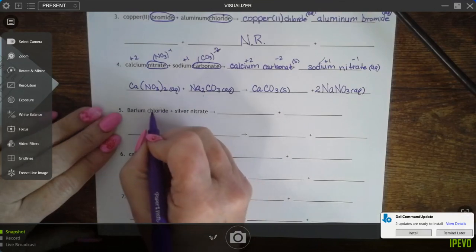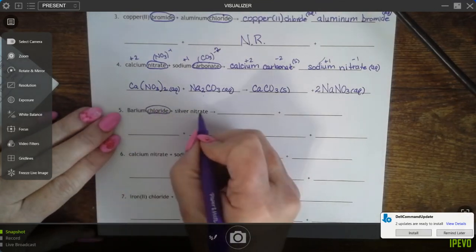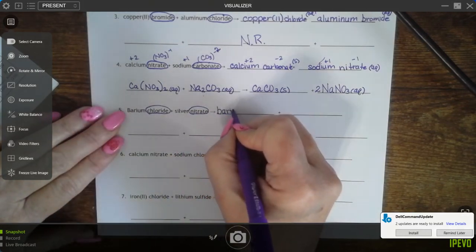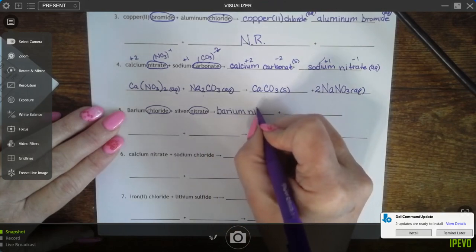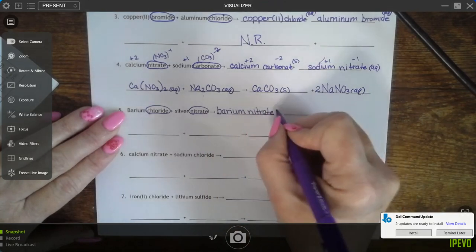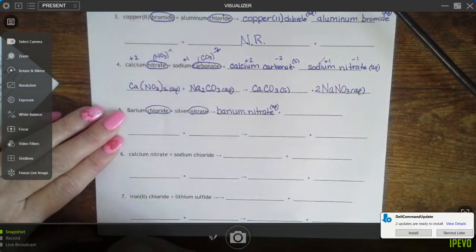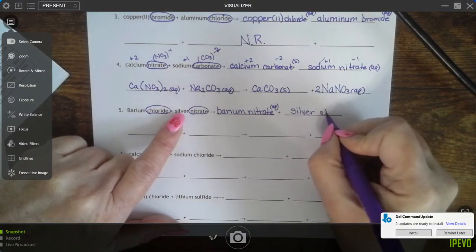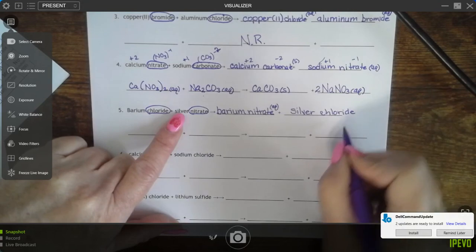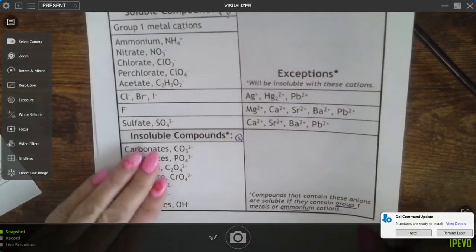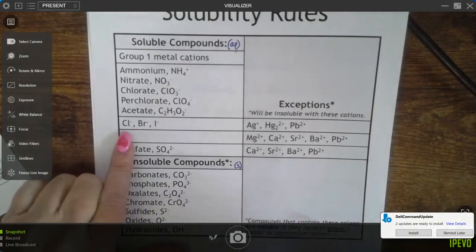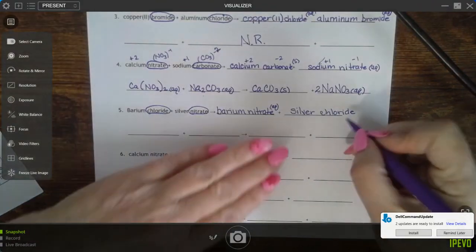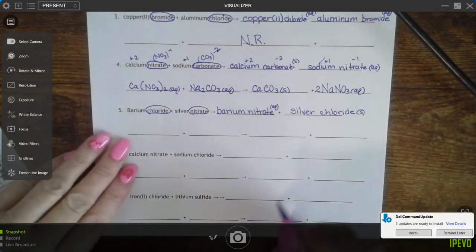All right. Moving on to number 5. We have barium chloride and silver nitrate. So the chloride and the nitrate are going to switch places. So I'm going to end up with barium nitrate. And remember, nitrates are always soluble, so that's going to be aqueous. And then we're going to end up with silver chloride. So what do we know about silver chloride? If we look at our solubility rules, chlorine is soluble except when it's reacted with silver. So our silver chloride is going to be our solid in this case.